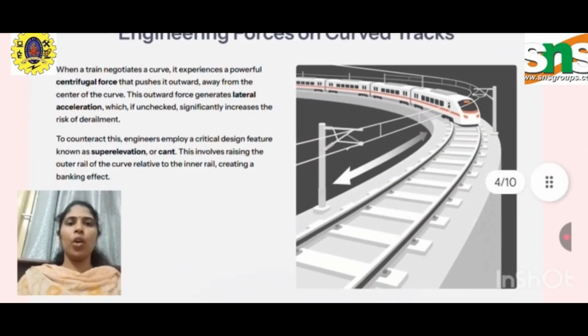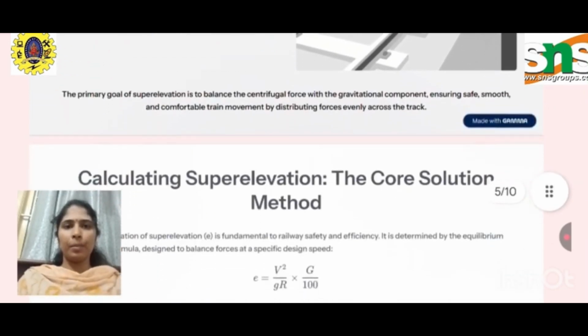When a train negotiates a curve, it experiences a powerful centrifugal force that pushes it outward away from the center of curvature. This outward force generates lateral acceleration which, if unchecked, significantly increases the risk of derailment. To counteract this, engineers employ a critical design feature known as super elevation or cant. This involves raising the outer rail of the curve relative to the inner rail, creating a banking effect.